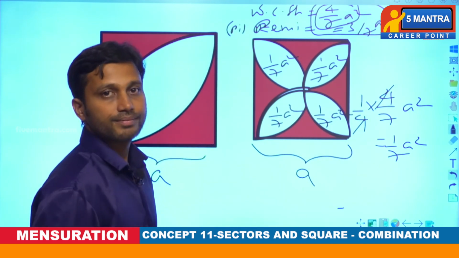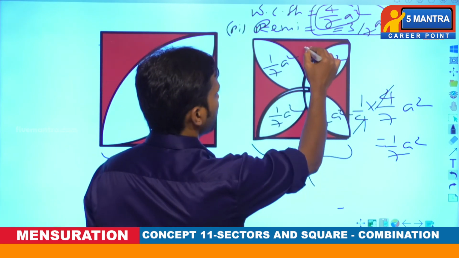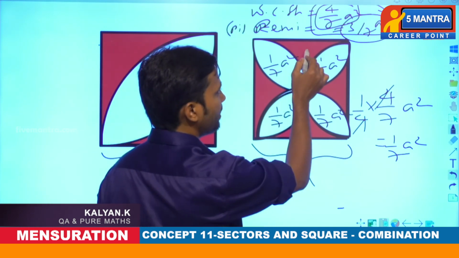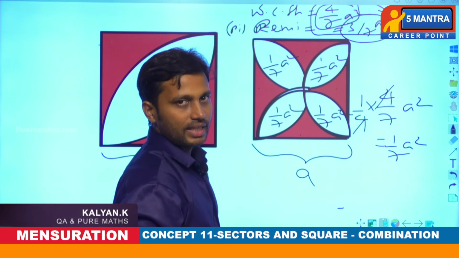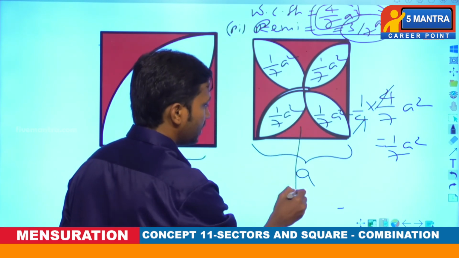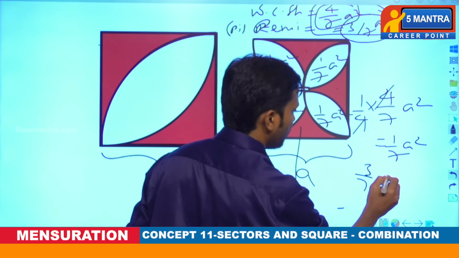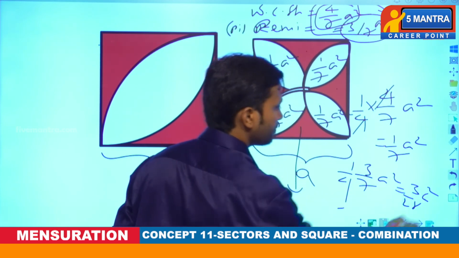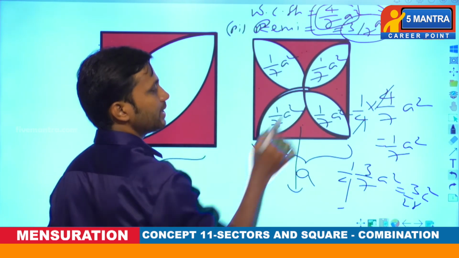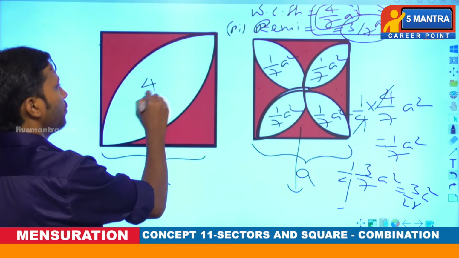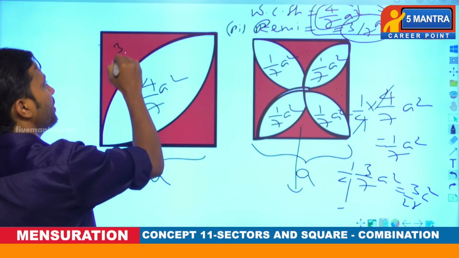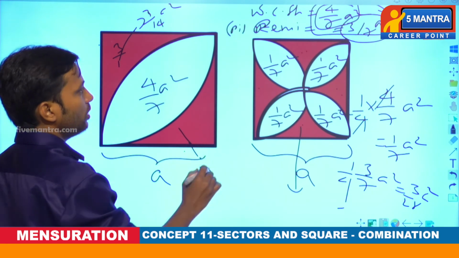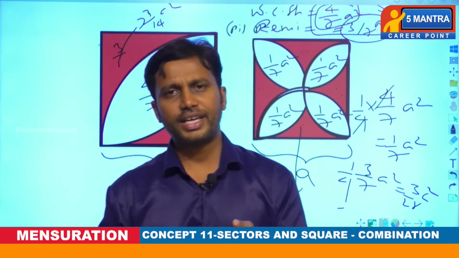That's it. And here the remaining area would be how much? 3 by 7 A square. 3 by 7 A square is divided into how many parts? Again 4 parts. That means each part will be occupied by how much? See here, 3 by 7 A square into 1 by 4. That means 3 by 28 A square. So each gap will be occupied by 3 by 28 A square. And here also, this is 4 by 7 A square, and this is 3 by 14. This area is 3 by 14 and this area is 3 by 14. So this is the total analysis so that you can find out the area of each and every piece.